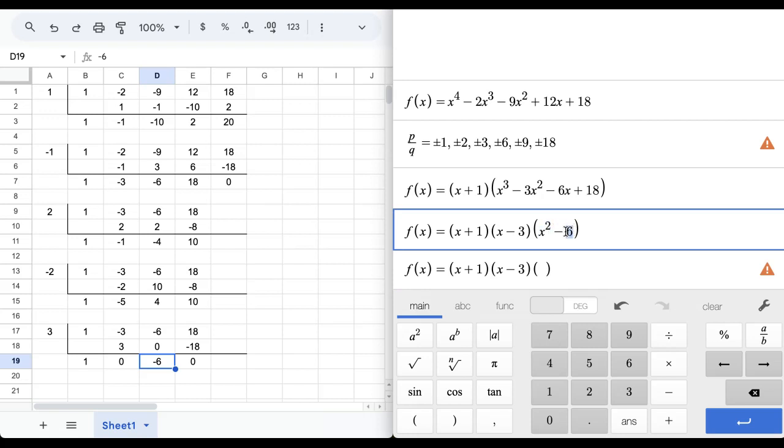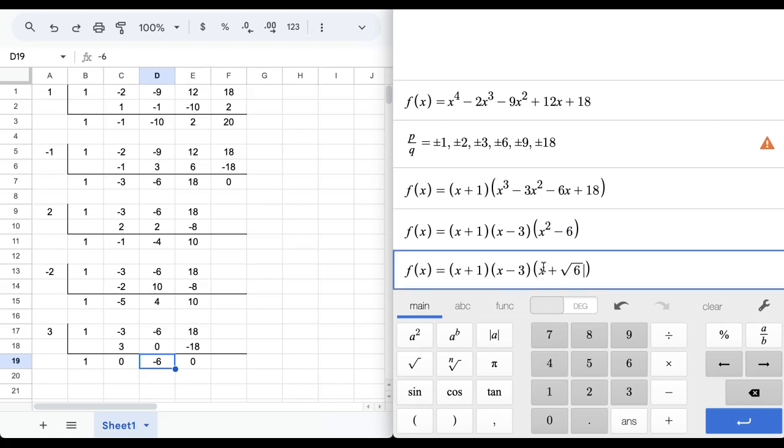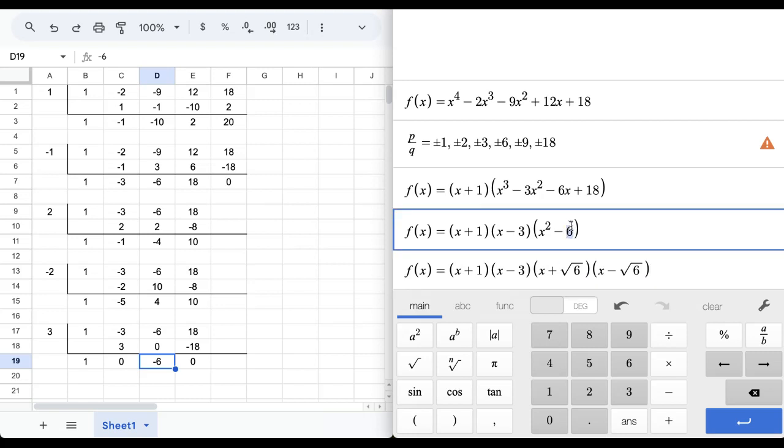And you can treat your square root of 6 as a square root of 6, right? So square root of 6 squared is 6. So you can treat this as x plus root 6 times an x minus root 6. So again, not a perfect square, but we know that root 6 squared is going to be a 6. So we can write it as such.